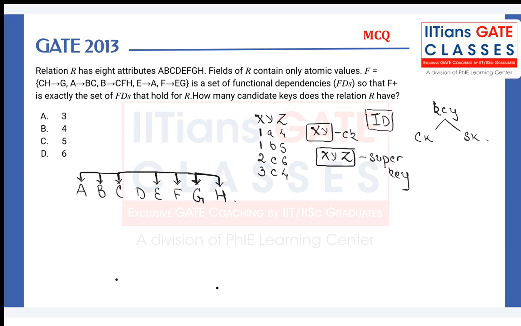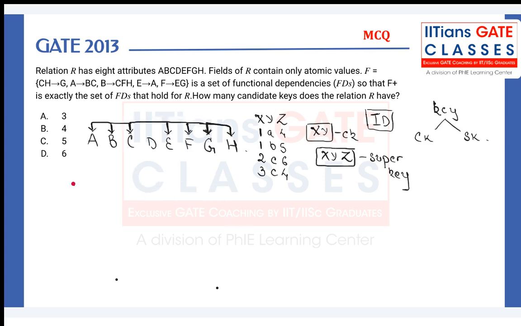Which attribute does not have any incoming arrow? What does it mean? It means you can never get a value of D using the functional dependencies that are given. You will never get a value of D. So your key should definitely have D, because you cannot get the value of D using any combination of values.